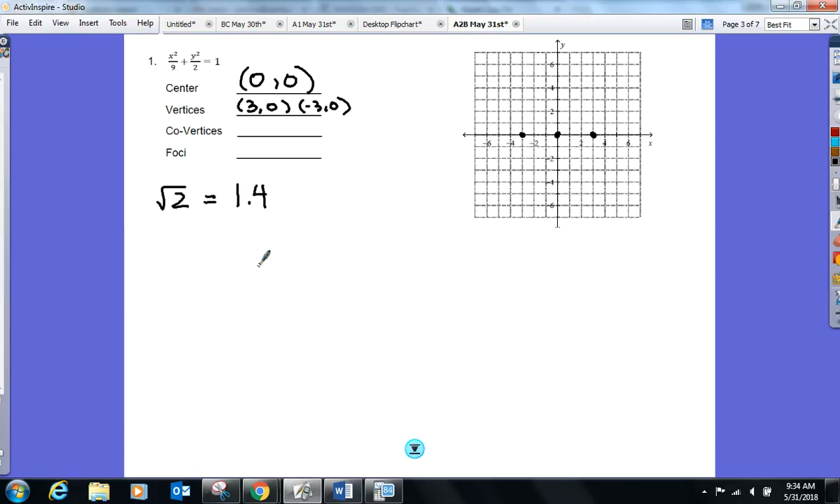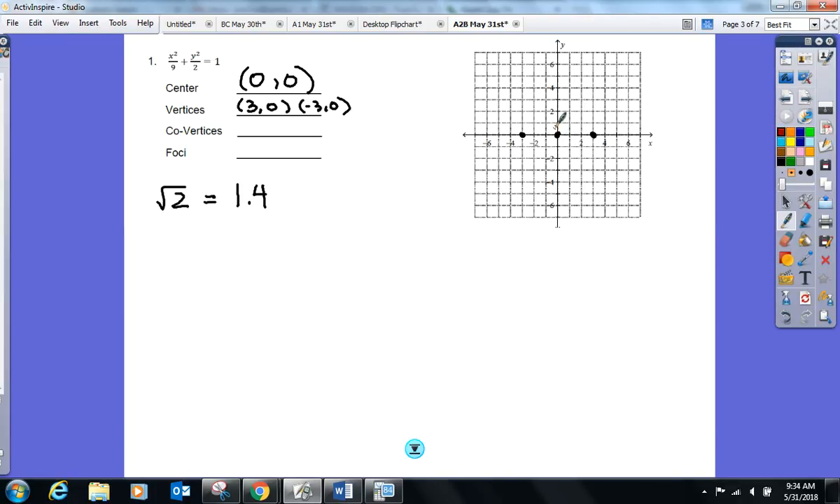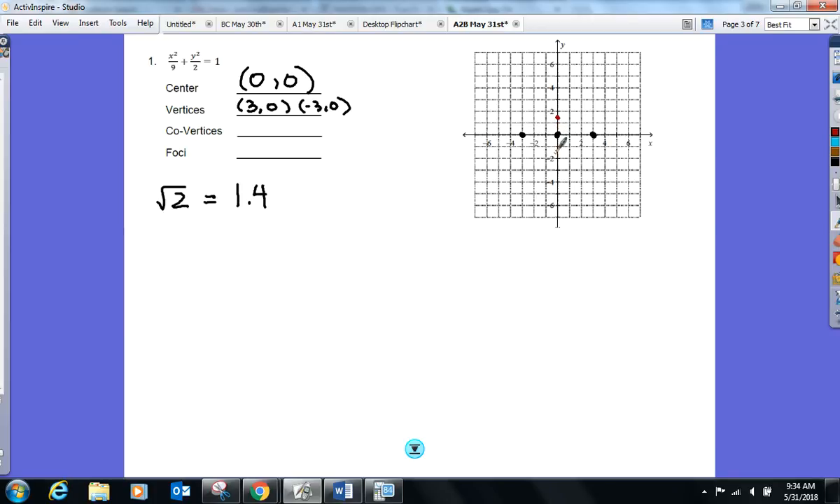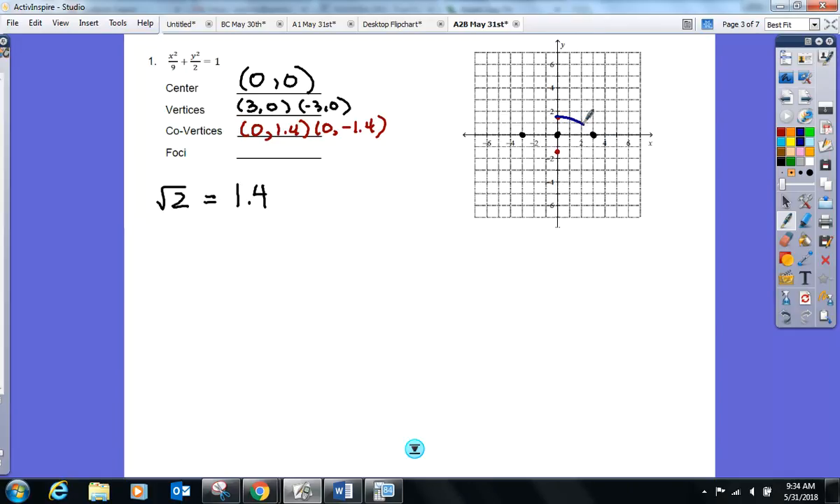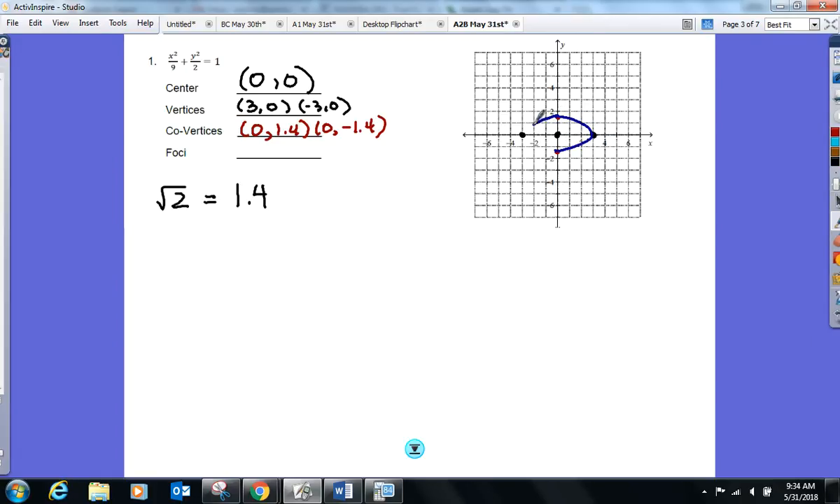Hey, what are you going to do with this 1.4 now? From the center, 1.4 up from the center because it's along the y-axis. 1.4 down from the center. So what's another pair of co-vertices? What are those points you just graphed? 0, 1.4, and 0, negative 1.4. We're rolling. So at least I can throw up a graph now. There's my ellipse. Foci. Will the foci be on the x or the y-axis? The x.